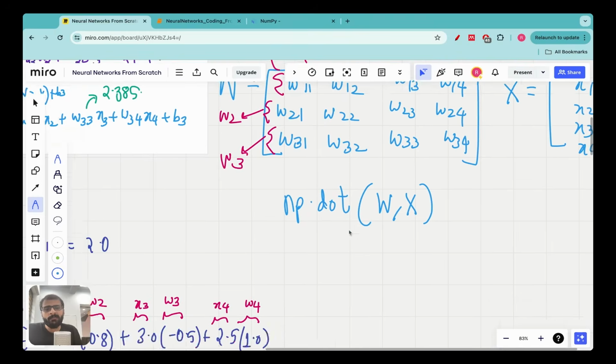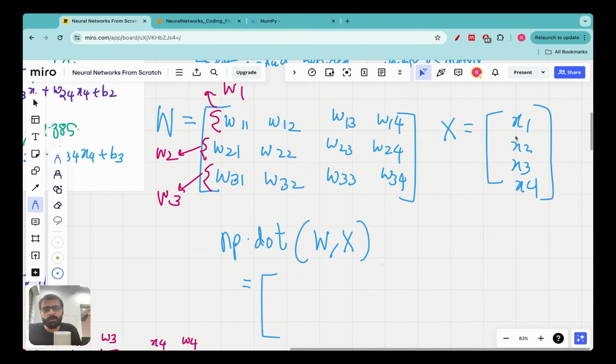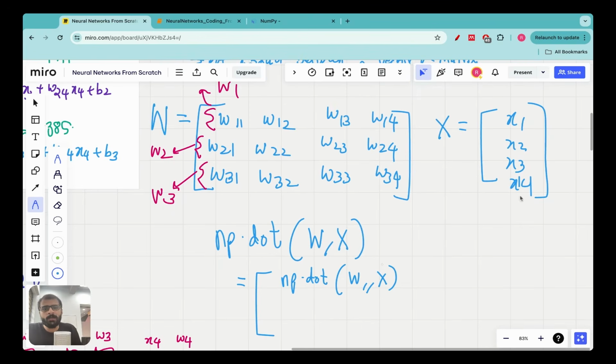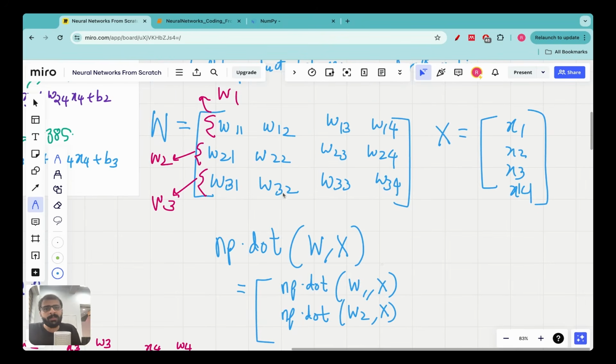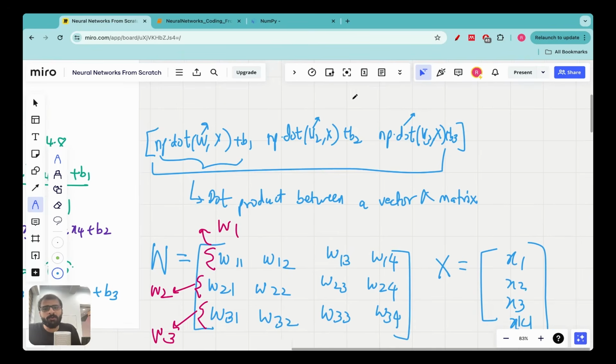So similarly, if I do np.dot(W, X), remember the intuition I taught you, the first row will be multiplied by the column. So this will be np.dot(w1, x). The second row will be multiplied by the column, so it will be np.dot(w2, x), and the third row will be multiplied by the column. So then it will be np.dot(w3, x). This is exactly what we wanted here.